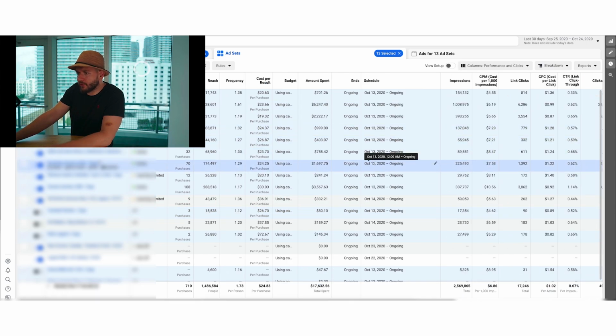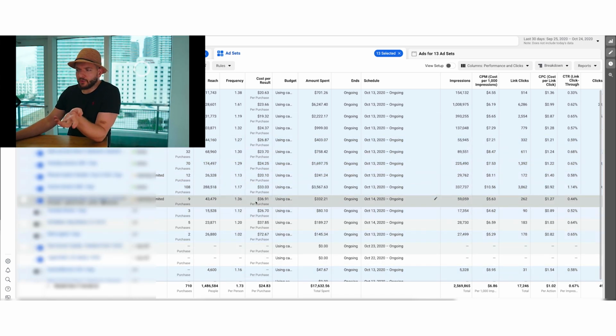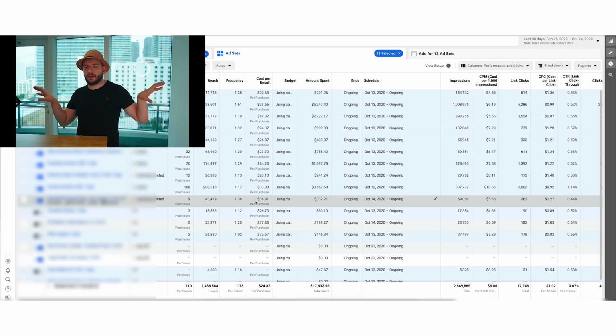Now, if we look from the perspective of frequency, you can see the frequency overall is 1.73, so it's good. If you're looking at multiple audiences, in terms of frequency, that is better.